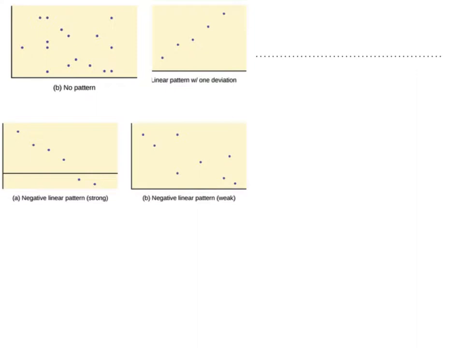We would want to see if there's a strong linear pattern, maybe a linear pattern with one deviation, a negative linear pattern that's strong, or maybe a negative linear pattern that's a little bit weaker. Or it could be that we see there's no pattern at all.